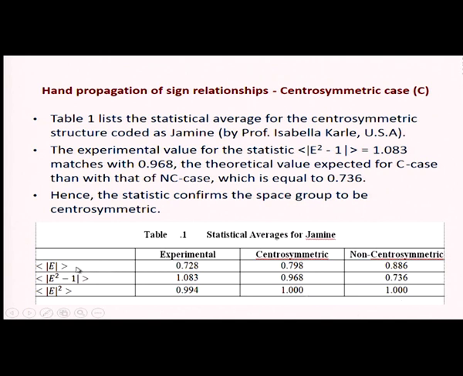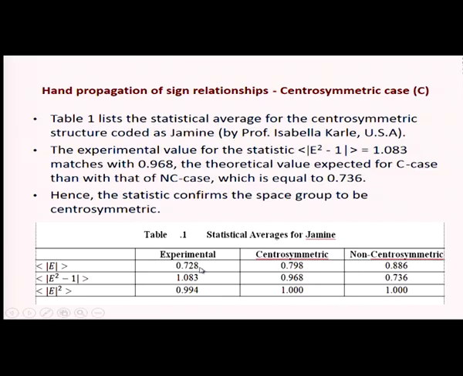Now, for this statistic, the centrosymmetric and non-centrosymmetric difference is very marginal, but if you use this statistic, the difference is 0.73, 0.96. So we have roughly about 0.23 difference. So, this is considered the best statistic, and Professor George Sheldrick in his program SHELXL uses only this as the best statistic.